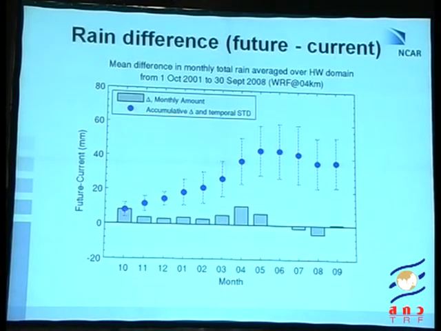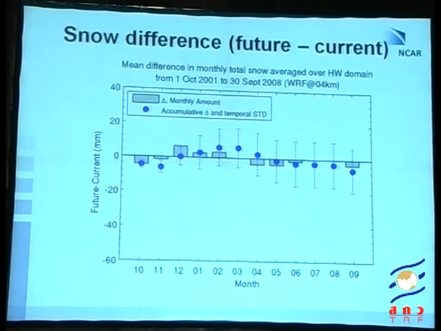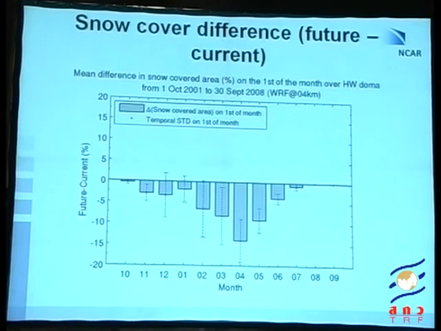What happens to rain? Well, more of the snow is actually converting to rain. So we're getting more rain in the winter, a little bit less in the summer. What about snow? Snow is interesting. We start off with a little bit less, but then because of the moisture environment, we're actually getting more snow in the winter in the future than we were in the past. And then it decreases here.